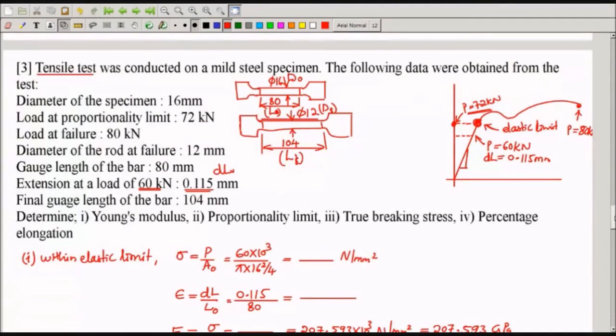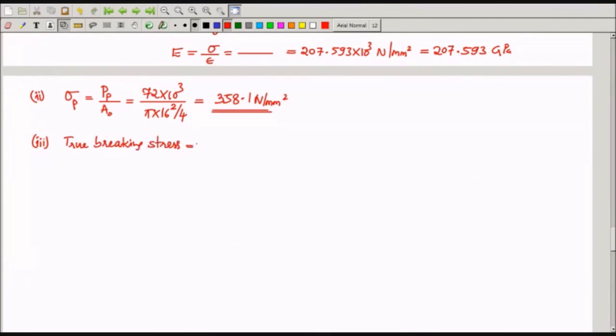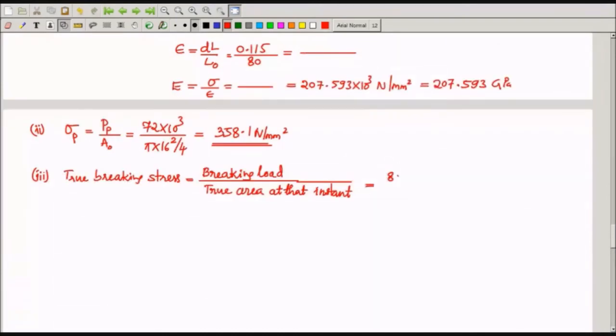Then true breaking stress is the ratio of breaking load to the area of cross section at that instant. True breaking stress is equal to breaking load divided by true area at that instant. Numerator becomes 80 into 10 power 3. Denominator becomes pi into 12 square by 4, not 16 square by 4. Now it is reduced. Comes out to be 707.35 Newton per mm square.